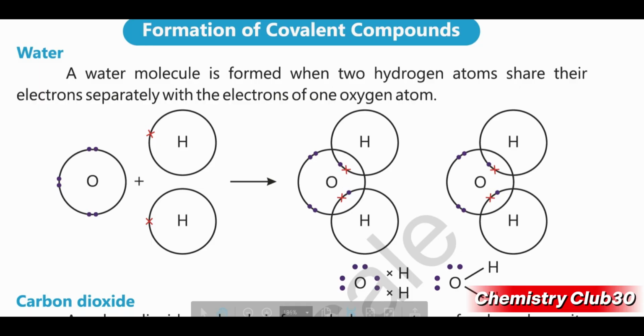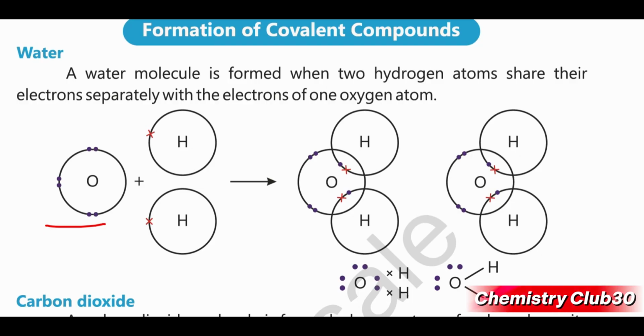Now there are some examples. Formation of covalent bond in water. Water is a covalent compound. A water molecule is formed when two hydrogen atoms share their electron separately with the electron of one oxygen atom. Oxygen needs two electrons to complete its octet, and it will share electrons with two hydrogen atoms to form the water molecule, and the octet of the three atoms will be completed.